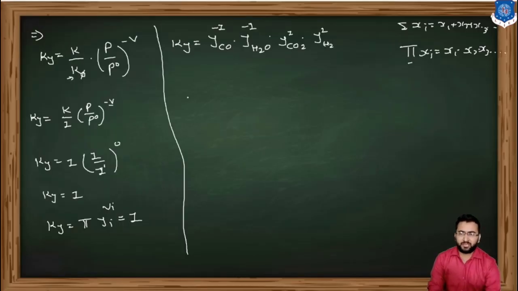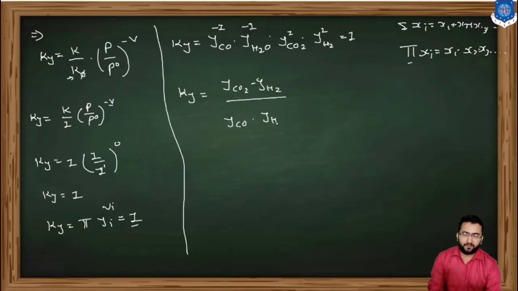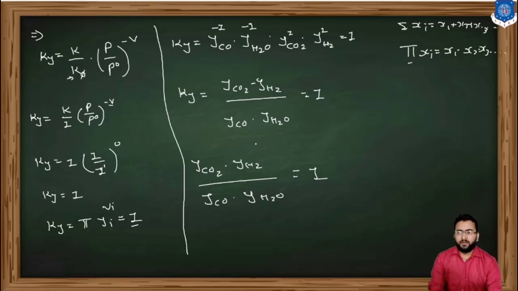So if I am going to rearrange this equation again, it is equal to 1. Okay, this one here. So if I am going to rearrange this equation, it becomes y of CO2 into y of H2 upon y of CO into y of H2O is equal to 1. So I have to find all the values of this. Let's suppose this is our equation number 1.